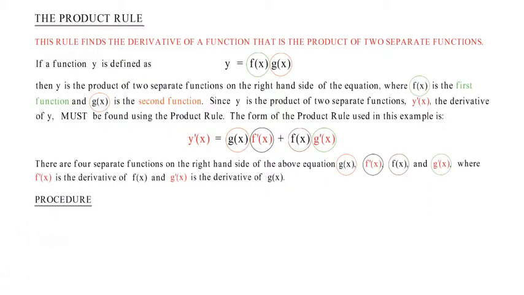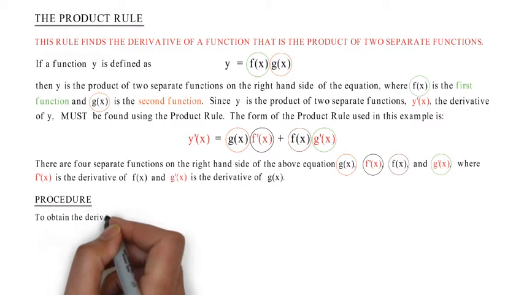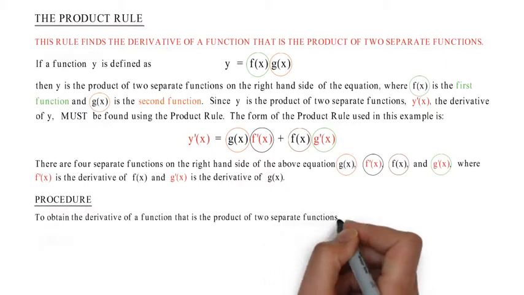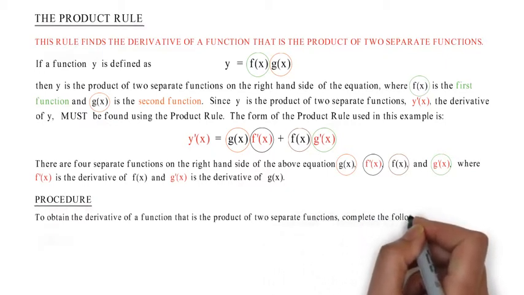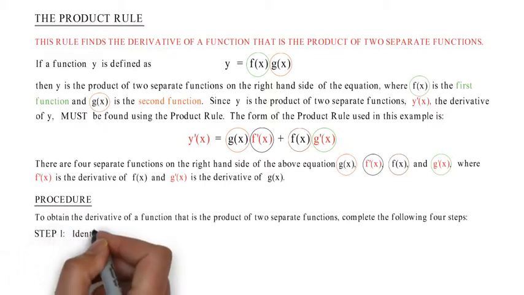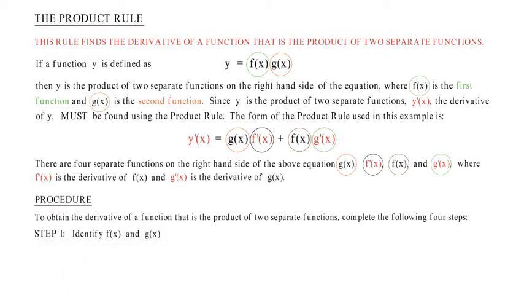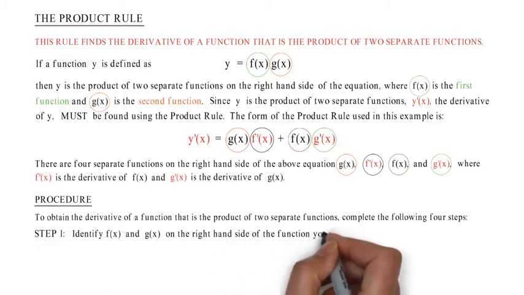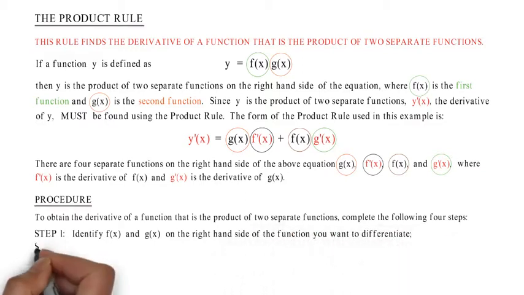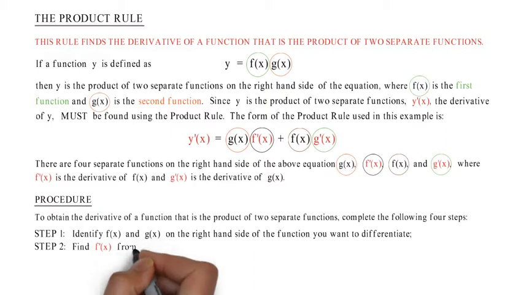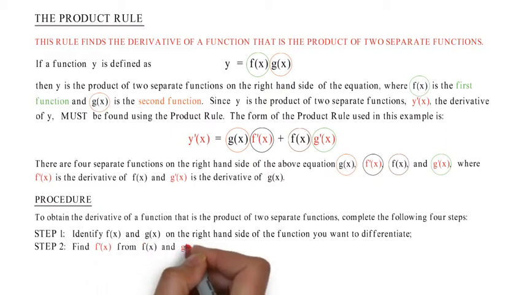Procedure. To obtain the derivative of a function that is the product of two separate functions, complete the following 4 steps. Step 1. Identify f(x) and g(x) on the right-hand side of the function you want to differentiate. Step 2. Find f'(x) from f(x) and g'(x) from g(x).